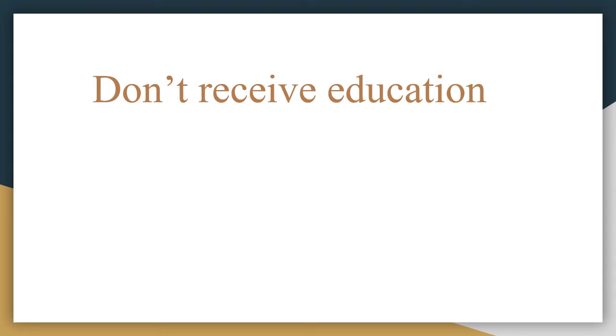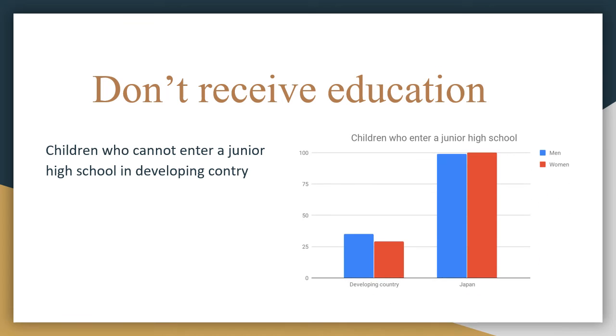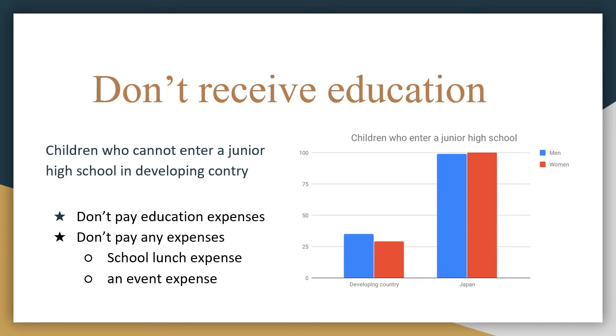The second problem is that children don't receive education. Children cannot enter junior high school in developing countries. Please look at this graph. It compares developing countries with Japan. Developing countries are less than Japan. There is a reason for this. People in developing countries can't pay for education expenses.